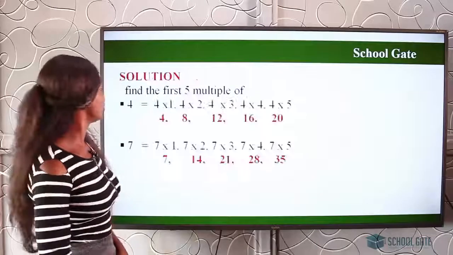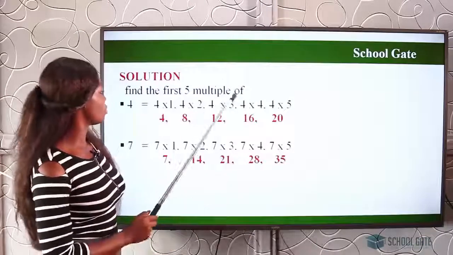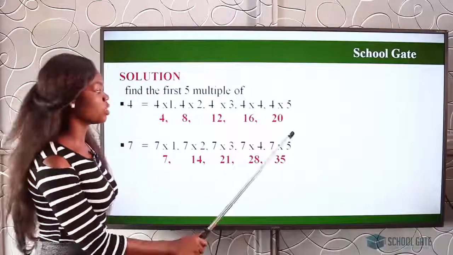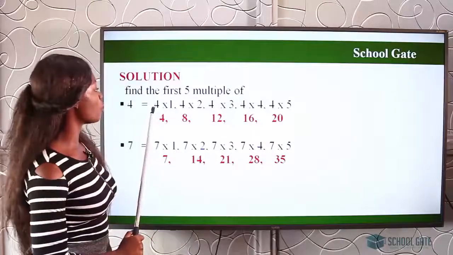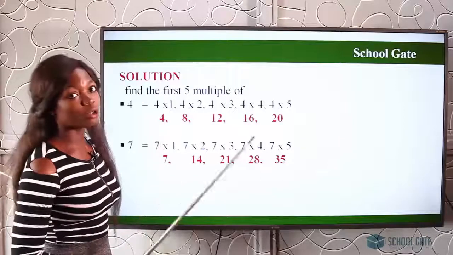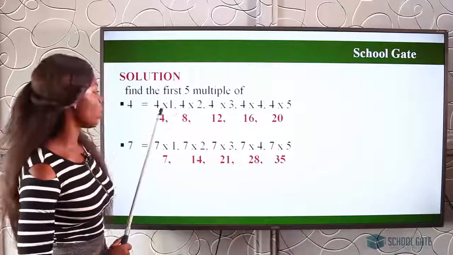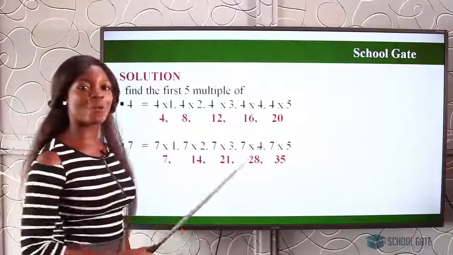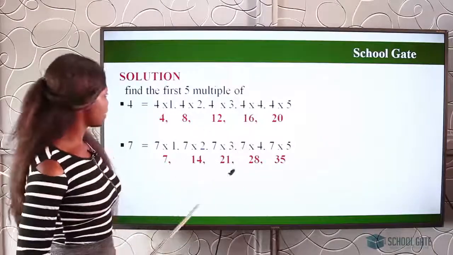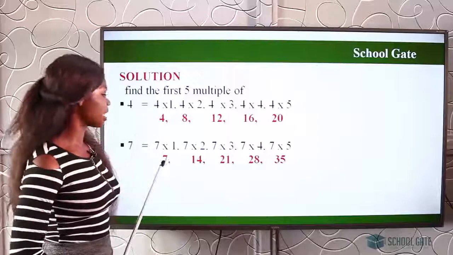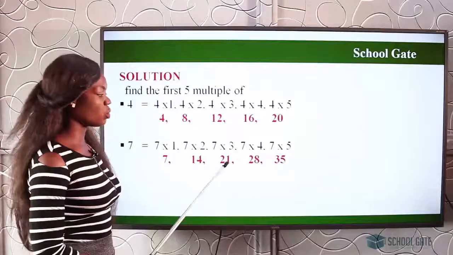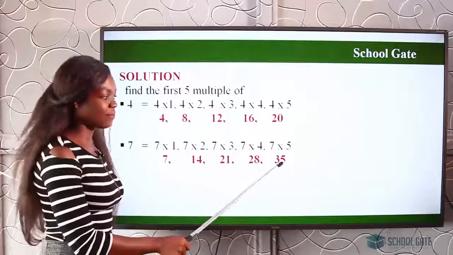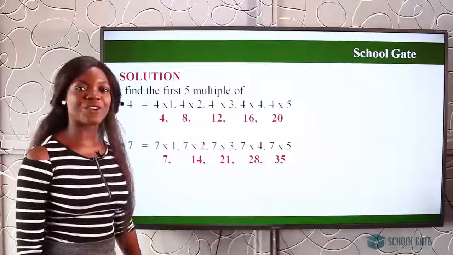Alright, our solution. Find the first 5 multiples of 4. Now this one is just multiples of 4. You make use of your 4 times table or your additions, any method you use. So we have 4, 8, 12, 16, 20. I hope we got this correct. The first 5 multiples of 7, we have 7, 14, 21, 28, 35. I hope we got this correct.